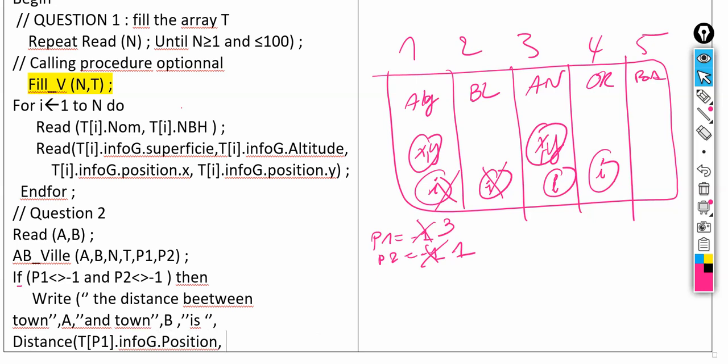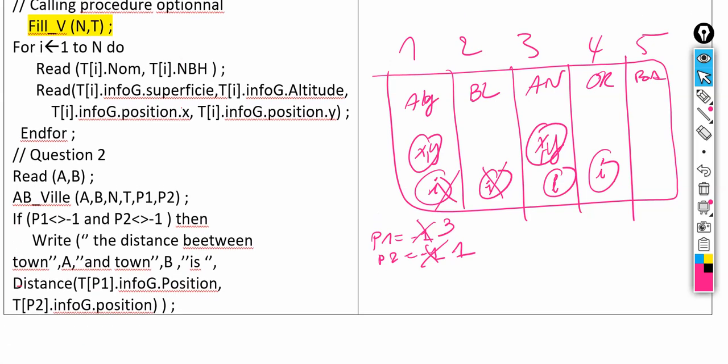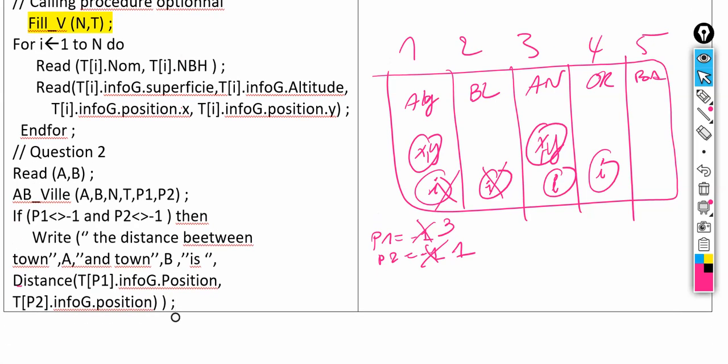And you go to the second, and you give also the second point. The second point is inside TP2. TP2, same thing. Info G, point position. And this is how you do it. That's it. Here I have called the function and finished. So that's it for question number 2.